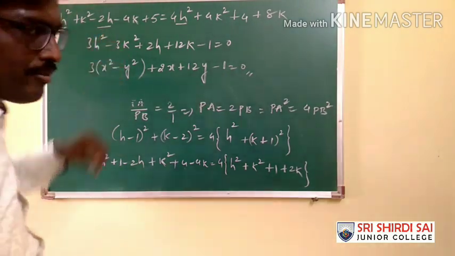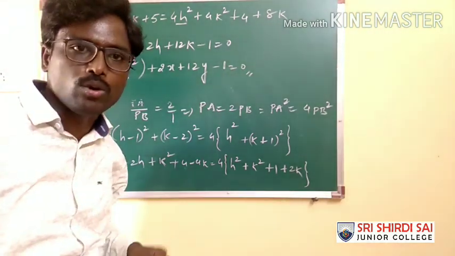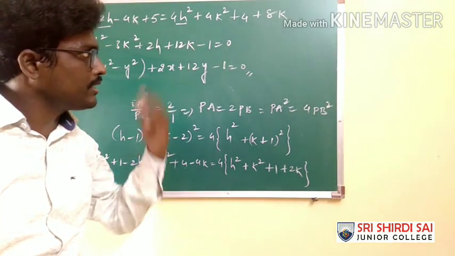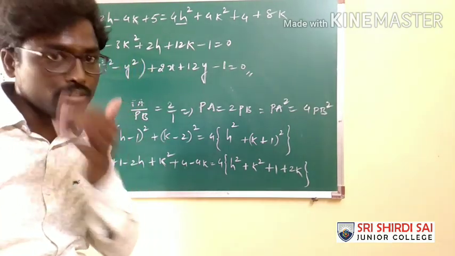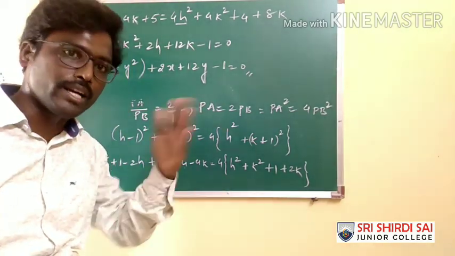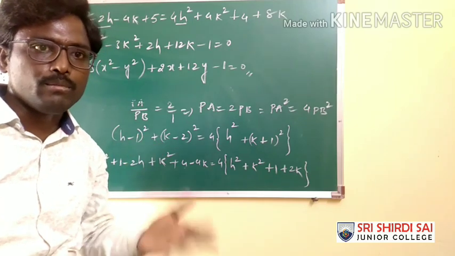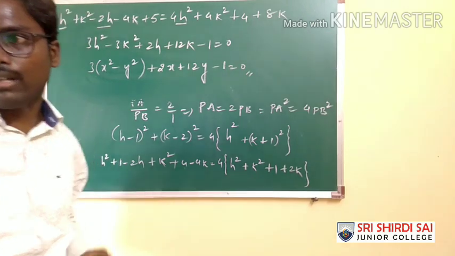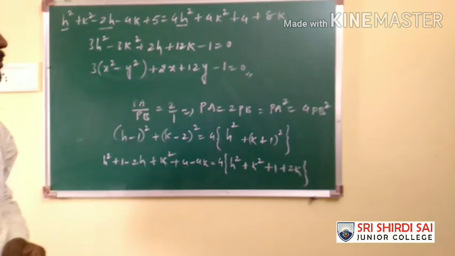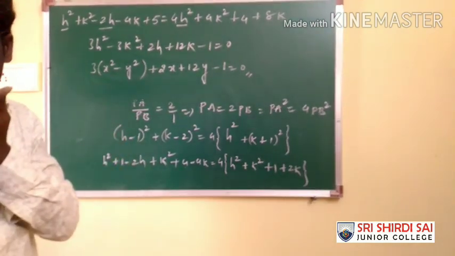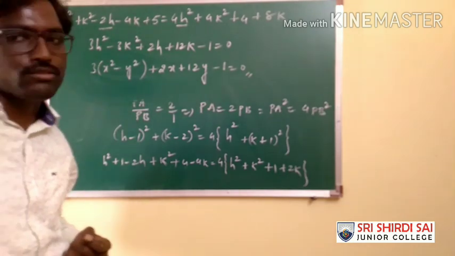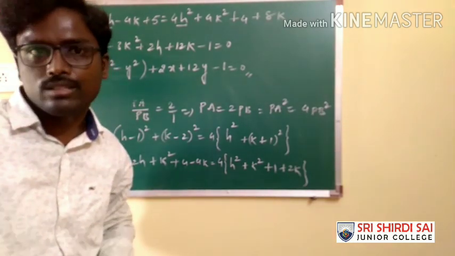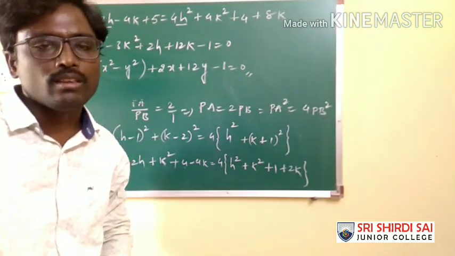Why? What is the reason? I have told you, when you are taking the locus equation in terms of h comma k in the initial assumption, then in the final equation you will be writing it by eliminating h comma k, only in terms of x comma y. So here our required equation is going to be 3 times x square minus y square plus 2x plus 12y minus 1 equal to 0. So according to the options, here we have the first option.